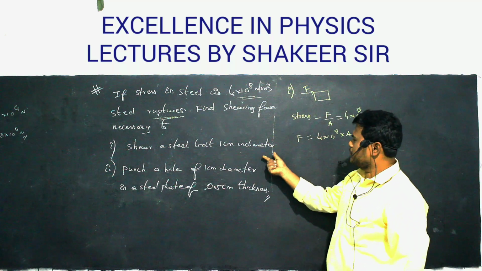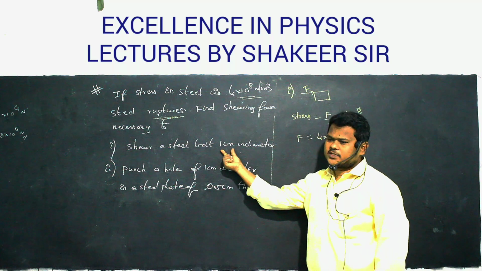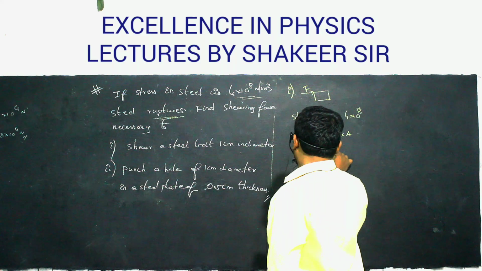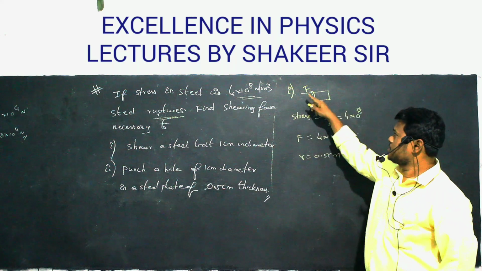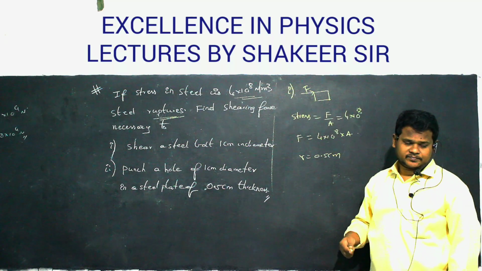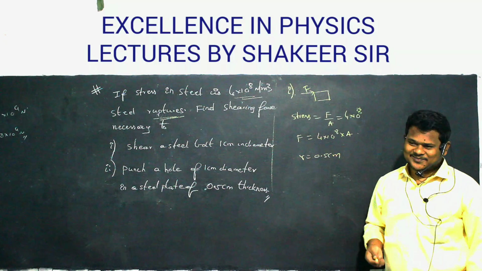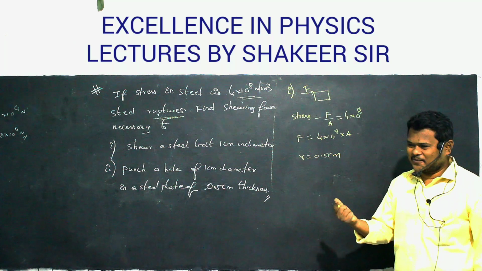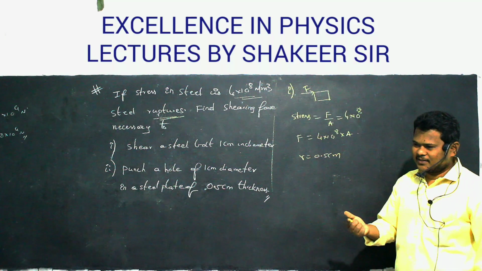And what is the diameter of this bolt? 1 centimeter. Then radius will be how much? Radius will be 0.5 centimeter, no? Then can you say what is the area of that bolt? Area formula. Diameter means this is in the form of a circle, no? Area of a circle? Pi r square.